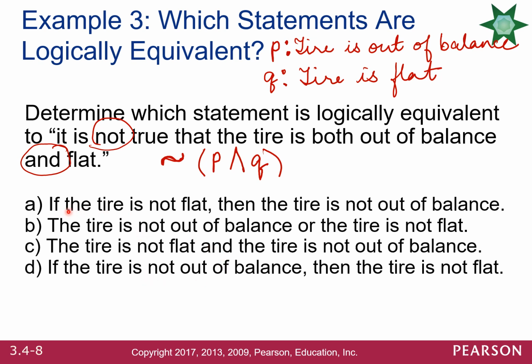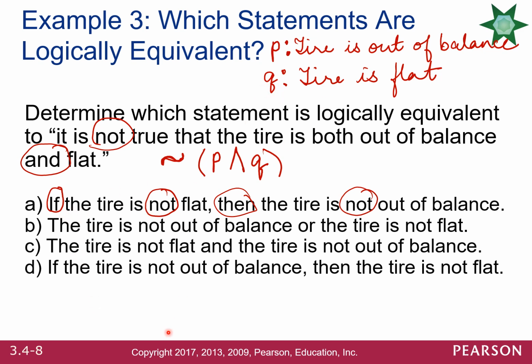Now we will work through each of these statements and put them in symbolic form. The first one says, if the tire is not flat, then the tire is not out of balance. As we can see, this is a conditional statement. It's an if statement. There's an if, there's a not flat, so there's negation. Then, of course, if then, the tire is not out of balance, right? So not flat is Q, right? So that's the antecedent. So that will come first.